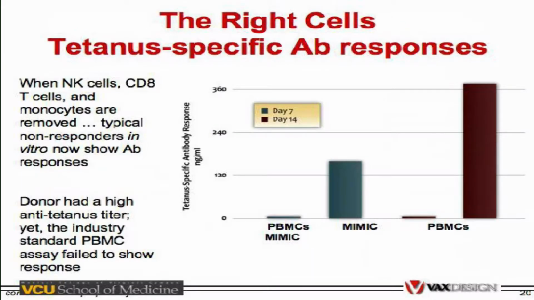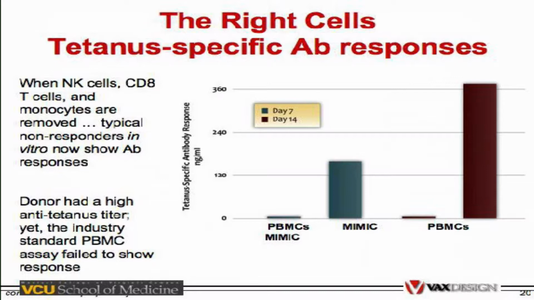In this particular case, we're looking at tetanus-specific antibody responses at days 14 and day 7, comparing our mimic system with the standard PBMC assay in culture using the same number of cells, the same amount of antigen, and whatnot. We remove NK cells, natural killer cells, CD8 positive T cells, and monocytes as well, because these cells are a confounding factor. Many times people will be tested using a PBMC assay for a particular vaccine that they have seen in the past, and they show no response.